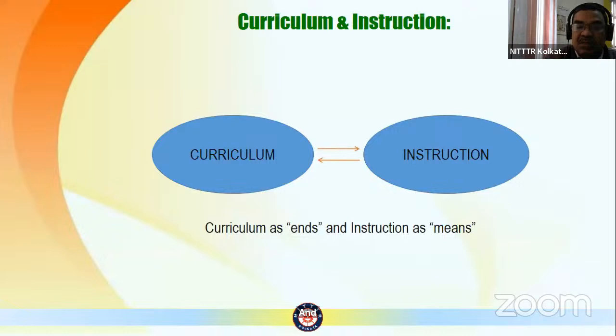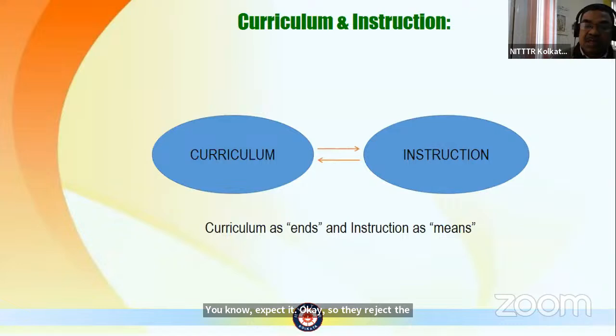Unless you select the appropriate level of instruction, it is not possible to convert the curriculum into the desirable or expected result. So curriculum is to be considered as the ends and instruction as the means.